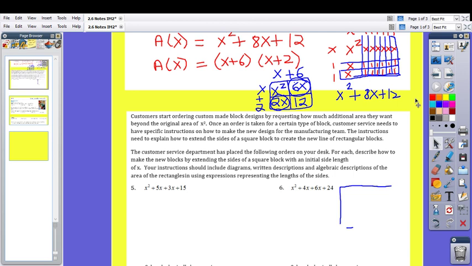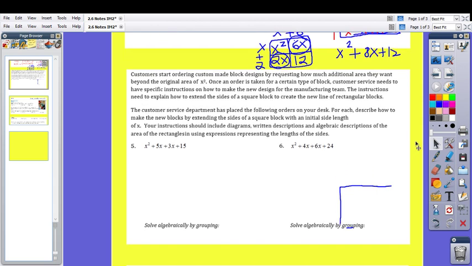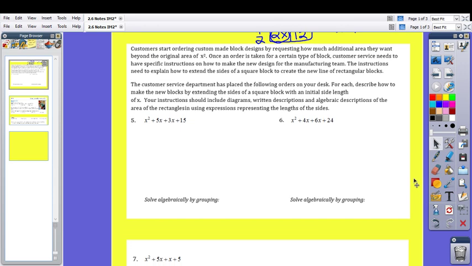So let's do the next one. In this one, the orders the customers are sending are like these, where they are giving you the x blocks or the area blocks. Now we need to put it together, and then we will be solving it algebraically too. So let's make the area model of this and figure out what the sides are.